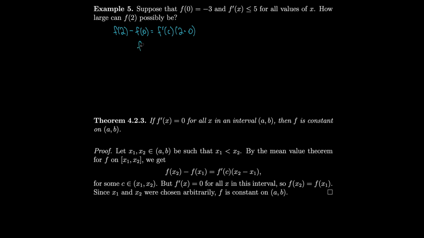Alright, let's solve for f of 2. So that's f of 0 plus 2 minus 0 is 2, so 2 times f prime of c. And that equals negative 3 plus 2 times f prime of c, because they told us f of 0 is negative 3. So we only have one other piece of information here. F prime of x is less than or equal to 5. So let's use that now. Well, if f prime of x is less than or equal to 5, that means that f prime of c is less than or equal to 5, because that was true for all values of x, and c is a value of x.